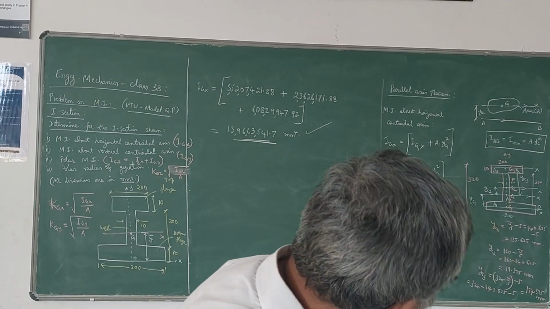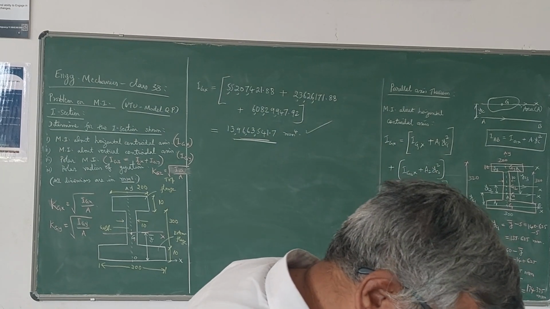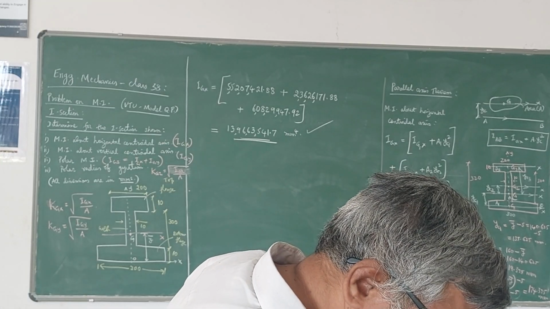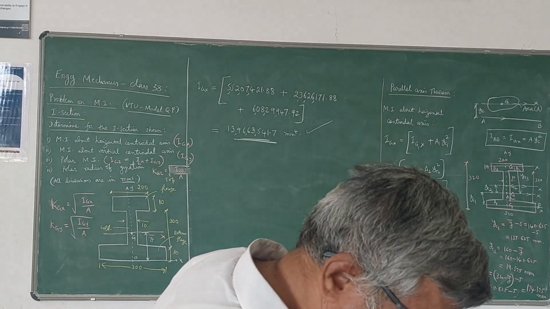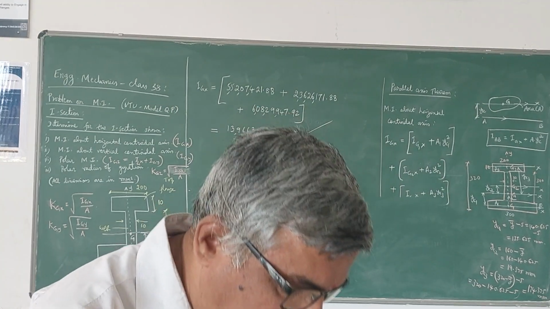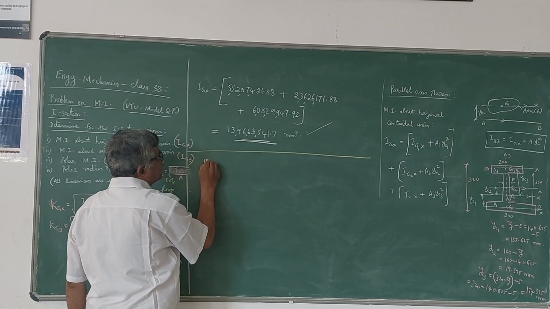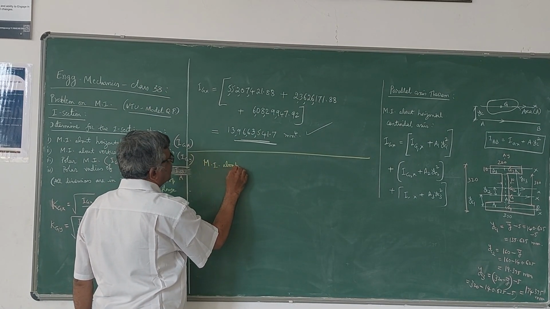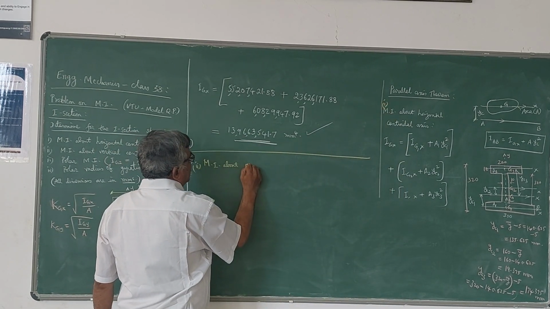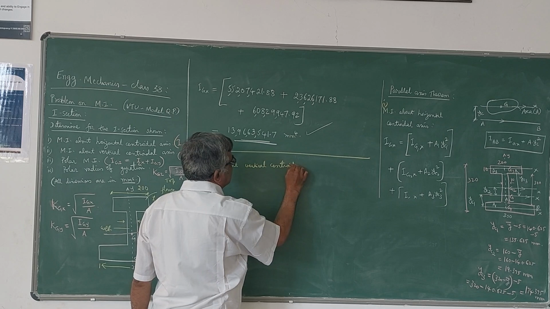So the value I will write down. Y bar is 140.625. IGX we got 139,663,541.7. So be careful about the values, very higher values we are getting. Now second part, we will calculate the moment of inertia about the vertical centroidal axis, that is IGY.